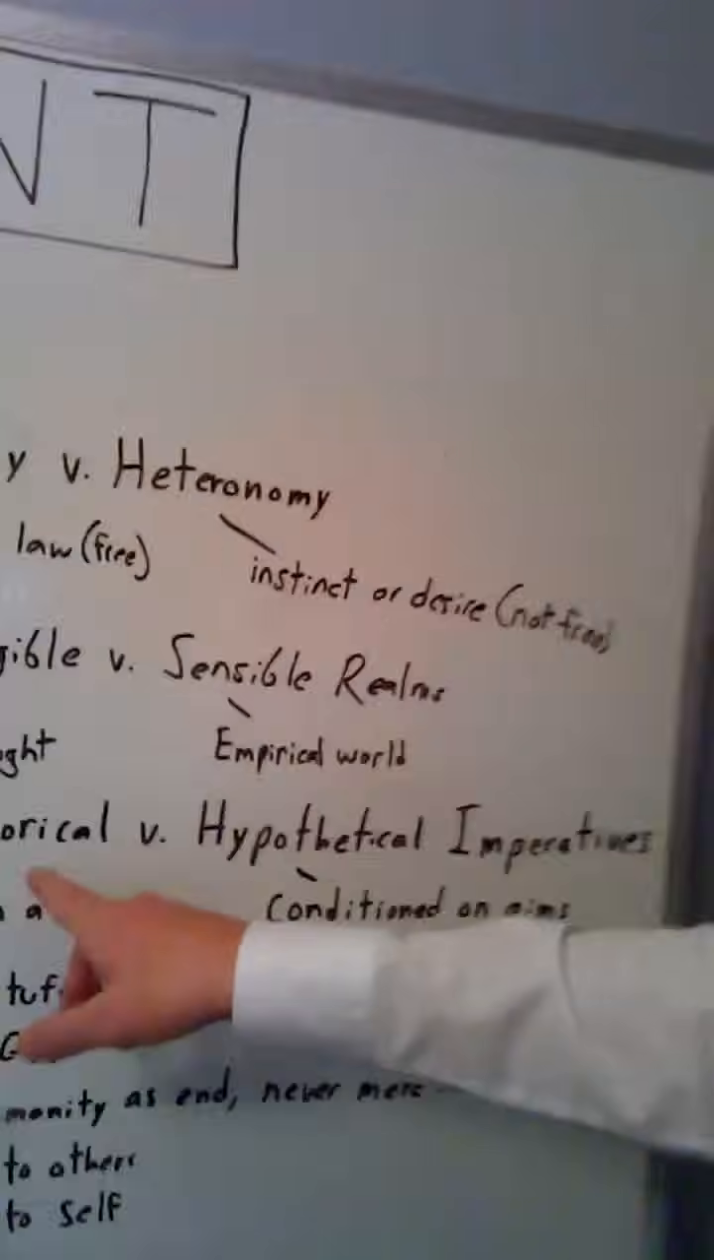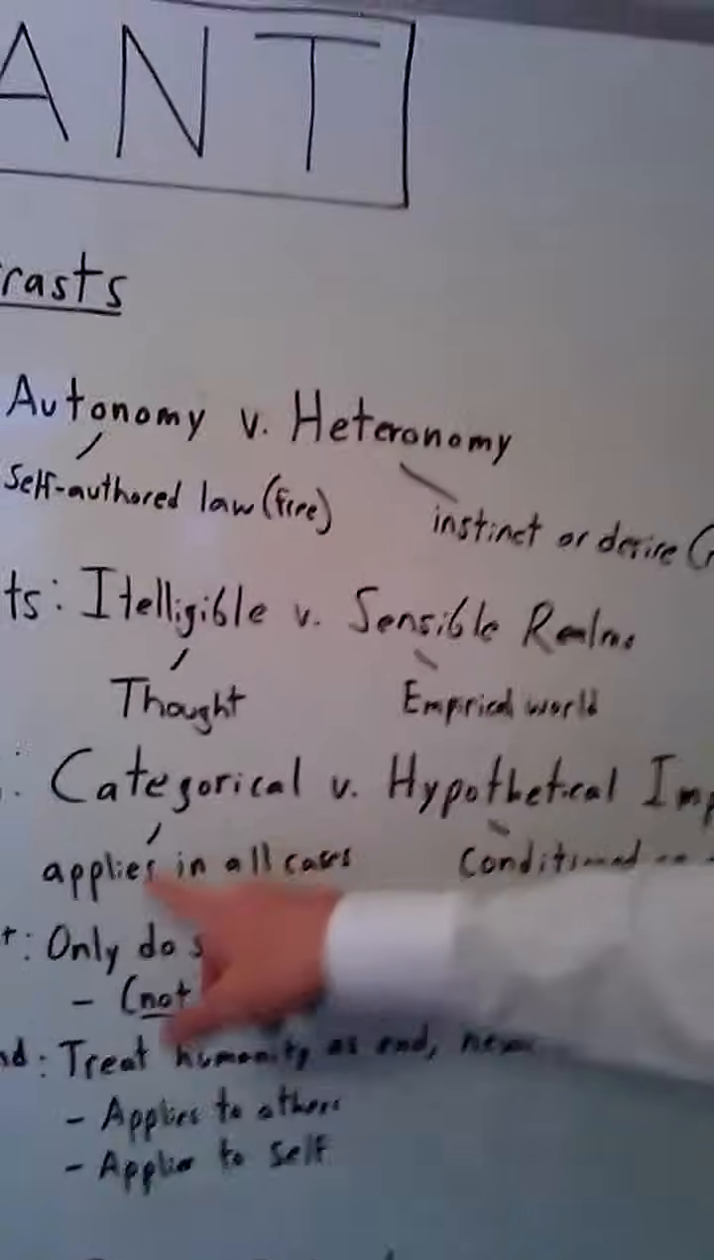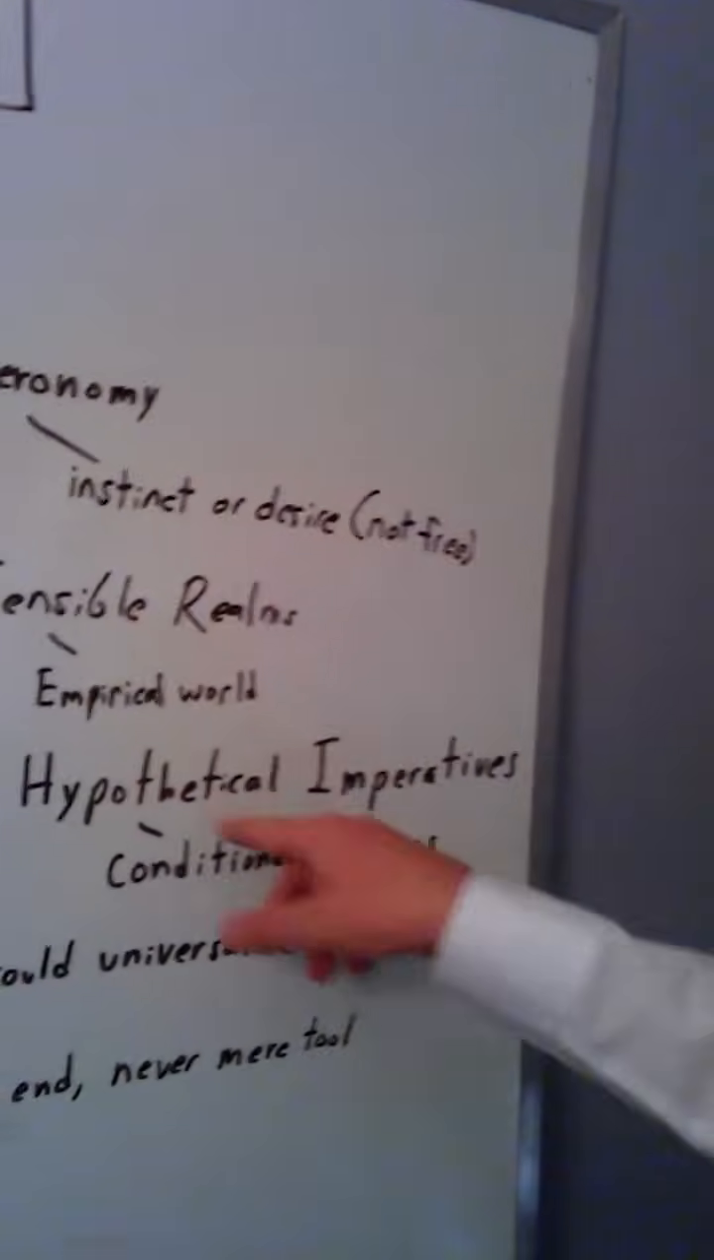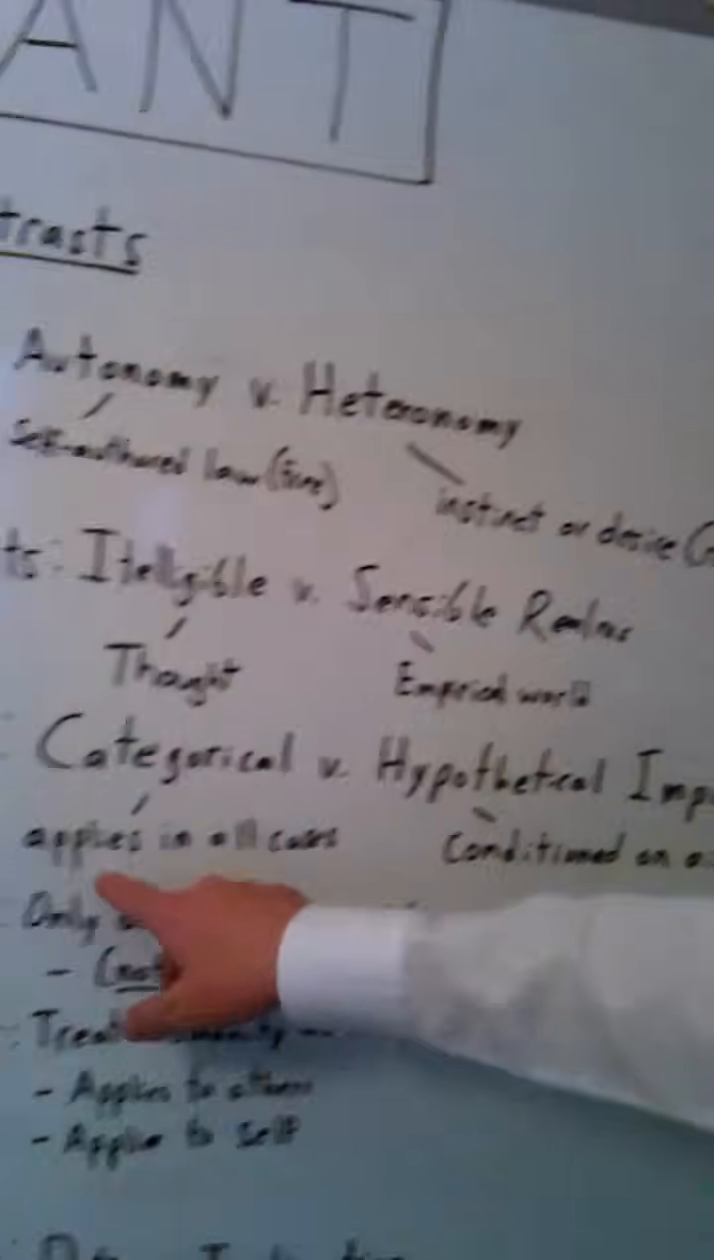A categorical imperative, on the other hand, is something that you have to do regardless of your current aims. It applies in all cases and all situations. So a hypothetical imperative is something that you only do when you have a particular aim. A categorical imperative is something you have to always do. Now, what might be a categorical imperative?